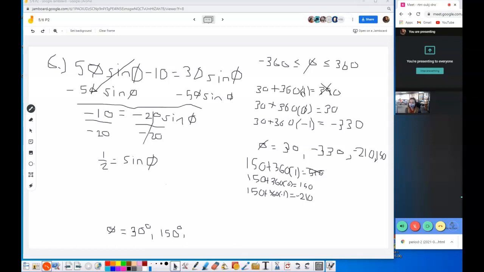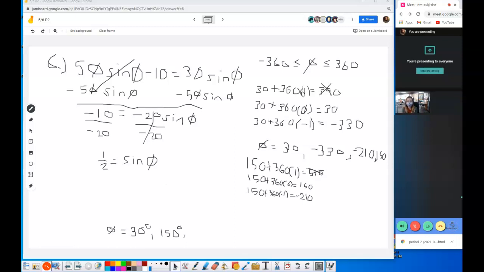So you basically just take the 30 and then add 360. If you do 30 plus 360, you get 390, which is over. But if you do 30 plus 360 times 0 in the parentheses, you get 30, which is in between the range. And then if you do 30 plus 360 times negative 1, you get negative 330, which is still in range. And then that's it for the 30 degrees.